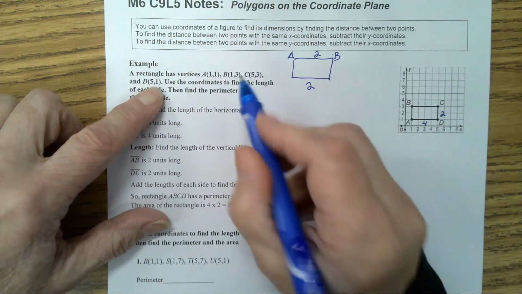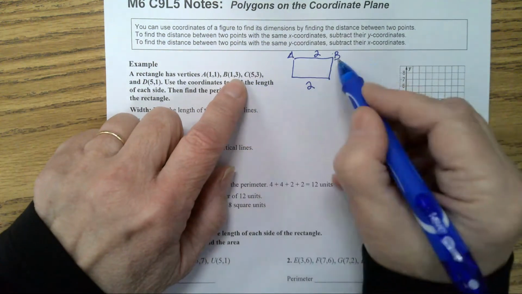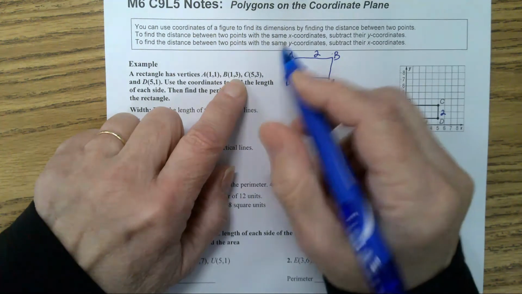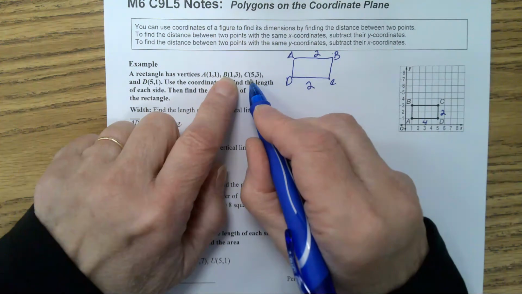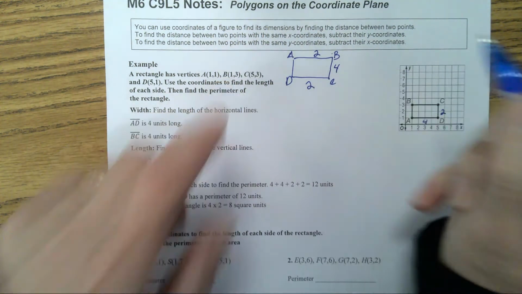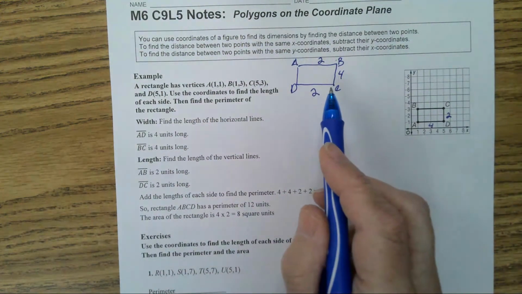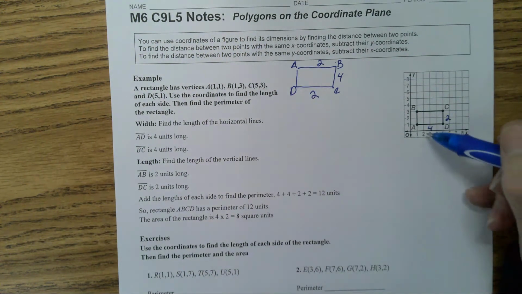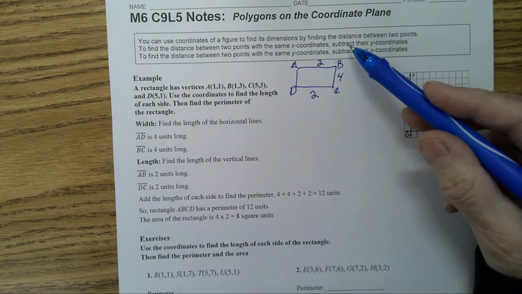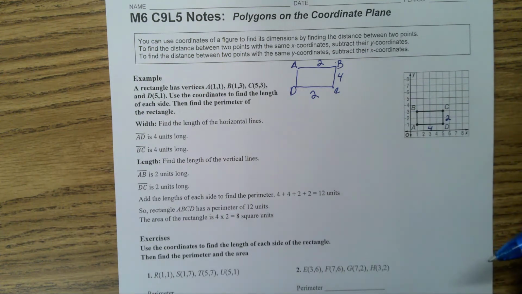All right, now let's look at B and C. Between B and C, they have the same y, but their x is different. 5 minus 1 is 4. So I drew this one backwards, but it's 4 by 2. They started with their A down here, and I started it up here, but the numbers are still the same. The shape just doesn't look right.